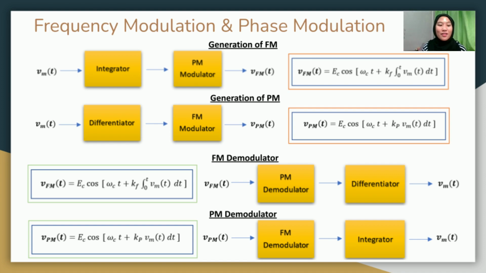The third and fourth equations undergo the demodulation process, which is used to get back the information signal. For the FM demodulator, in order to get back the information signal from the FM signal, a PM demodulator is used and the signal is passed through a differentiator. In contrast, for the PM demodulator, an FM demodulator is used and the signal is passed through an integrator. This shows the close relationship between FM and PM.